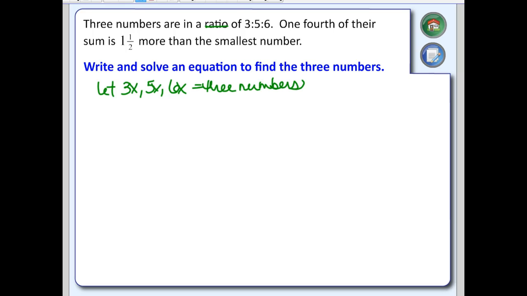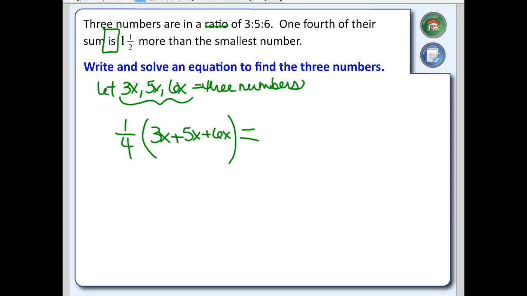Now, we need an equation. So what does it say? 1/4 of their sum is, there's is. What do we do with is? Is means equal. So 1/4 of their sum. How are we going to write that? Well, we need a 1/4, and then we need the sum of these, so that means we're going to add them all together. Now, 1/4 of their sum, so I'm going to go ahead and put a parenthesis there, 3x plus 5x plus 6x, is means equal 1.5 more than the smallest number.